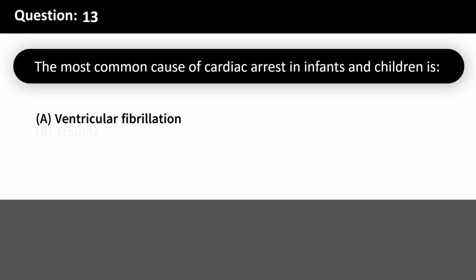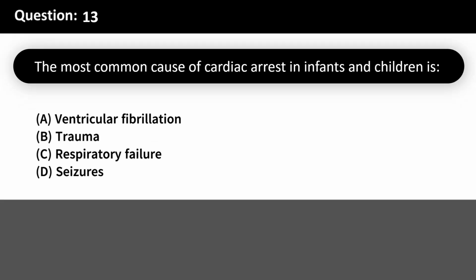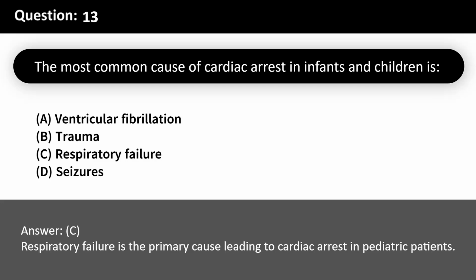The most common cause of cardiac arrest in infants and children is: A. Ventricular fibrillation. B. Trauma. C. Respiratory failure. D. Seizures. Answer: C. Respiratory failure is the primary cause leading to cardiac arrest in pediatric patients.